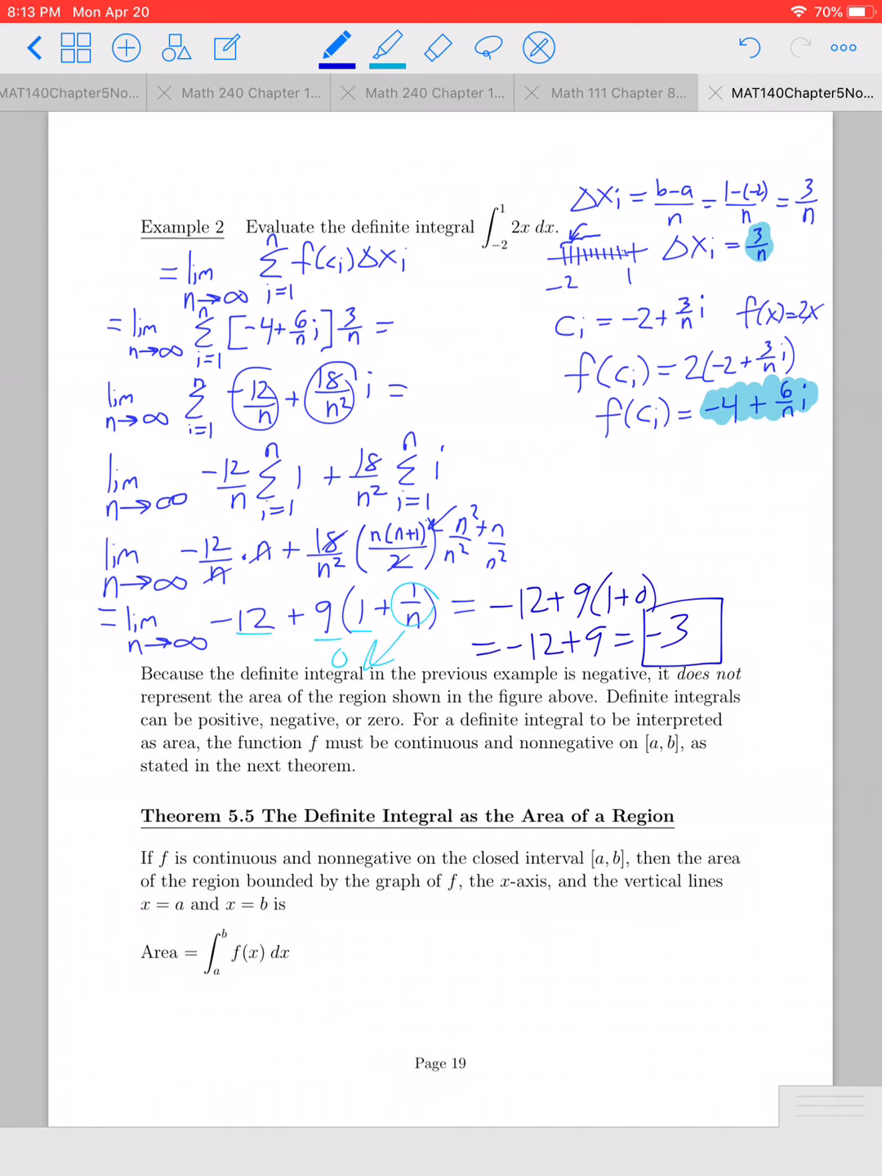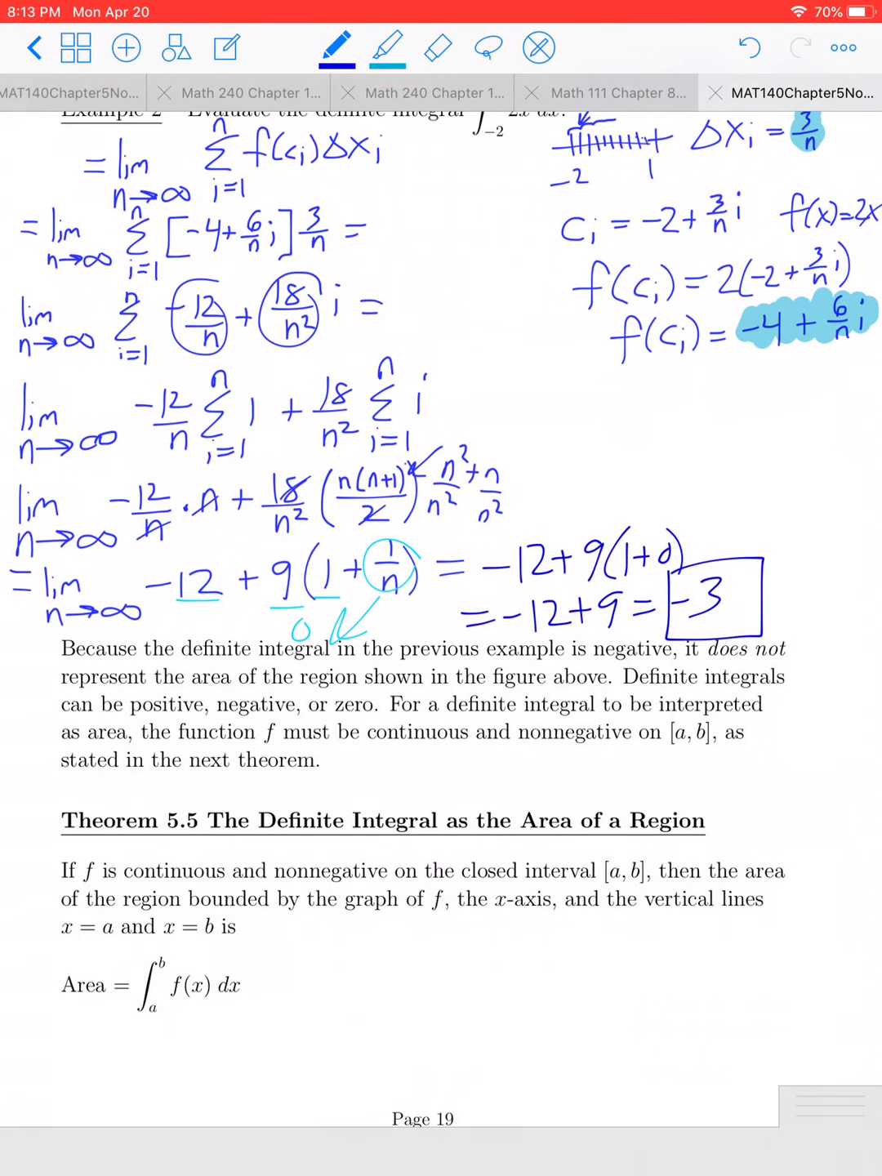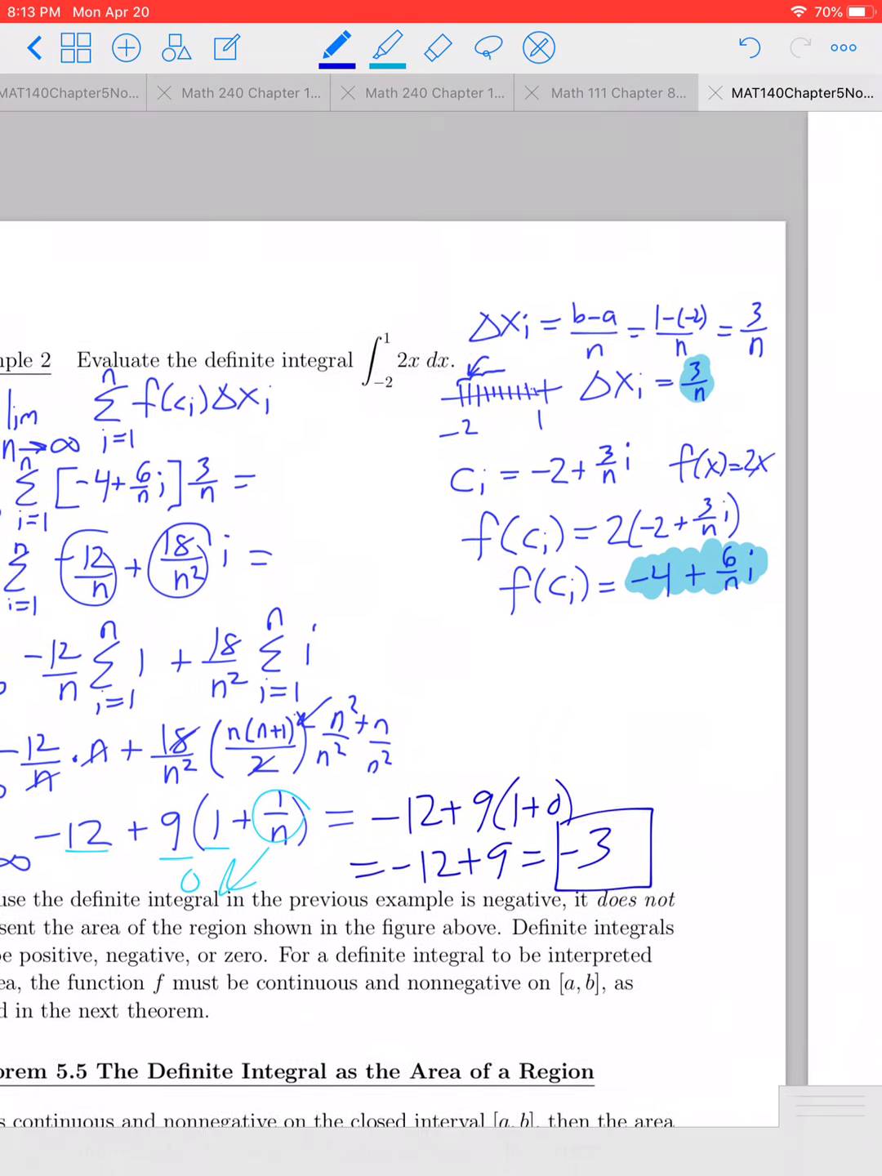One of the observations we make is that because the definite integral in the previous example is negative, it does not represent the area of the region shown in the figure above. Definite integrals can be positive, negative, or 0. For a definite integral to be interpreted as area, the function f must be continuous and non-negative on the closed interval a to b, as stated in the next theorem.